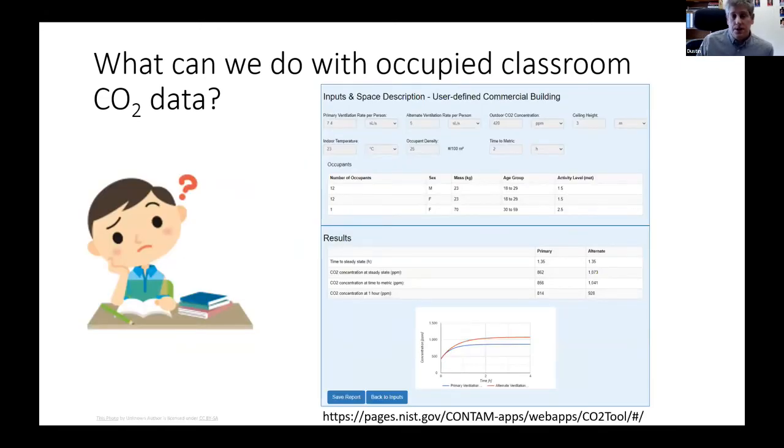So NIST has a web-based single zone mass balance tool that allows the user to determine what the CO2 concentration would be if the school density and activity scenarios are as designed.